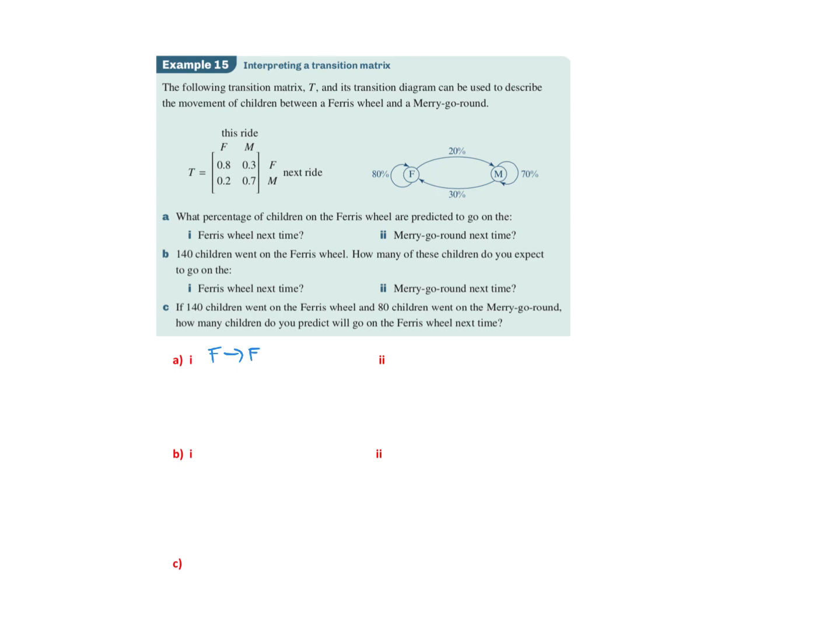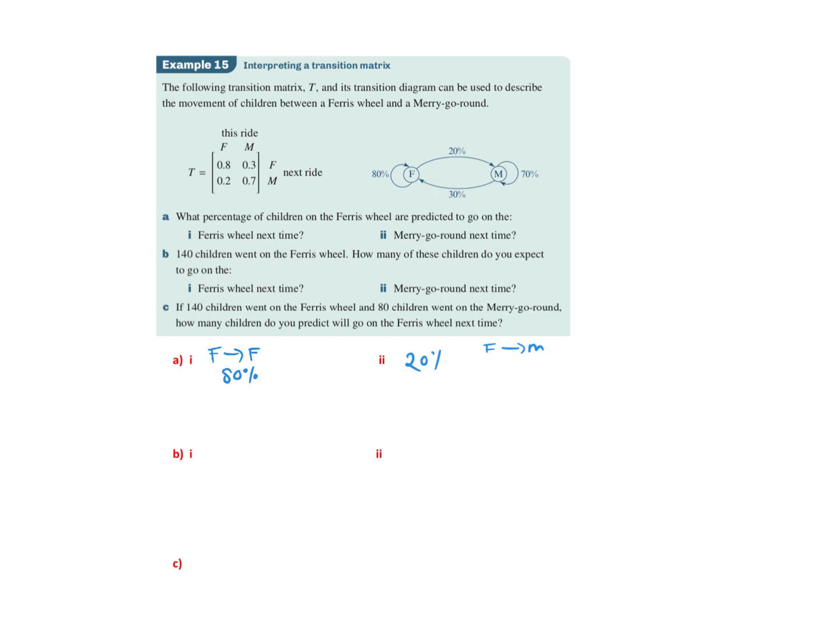What are we going to say? 80%. Yeah, they're asking what percent. Okay, what goes from the Ferris wheel to the merry-go-round the next time? 20%. Good. So we're looking at Ferris to merry in the diagram, or you can look at the matrix.